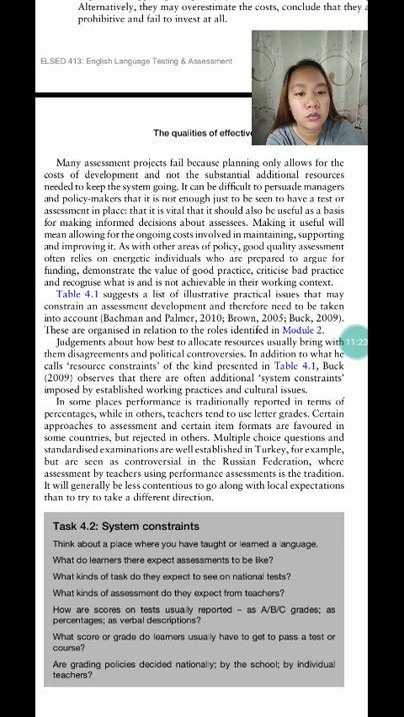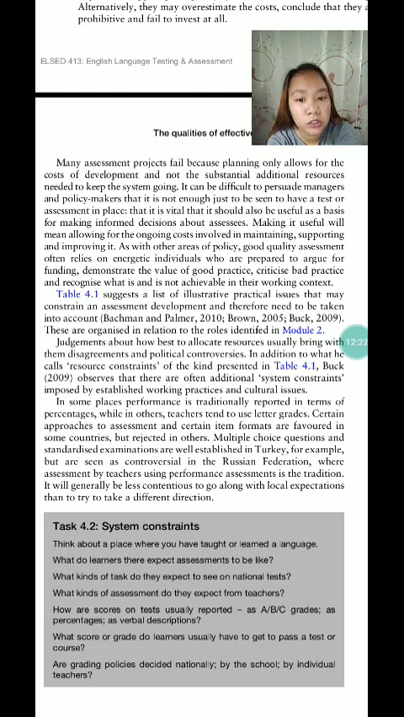In addition to what he calls resource constraints of the kind represented in Table 4.1, Bachman 2009 observes that there are often additional system constraints imposed by established working practices and cultural issues. In some places, performance is traditionally reported in terms of percentages, while in others, teachers tend to use letter grades. Certain approaches to assessment and certain item formats are favored in some countries, but rejected in others.